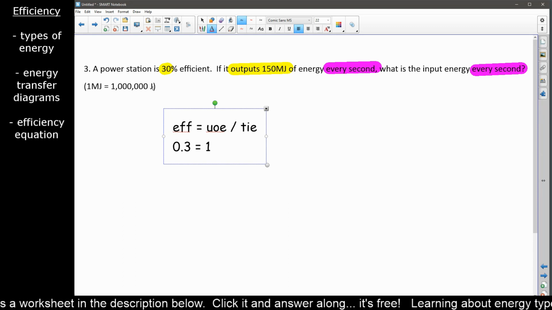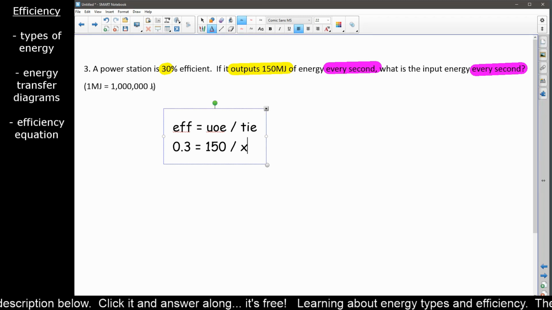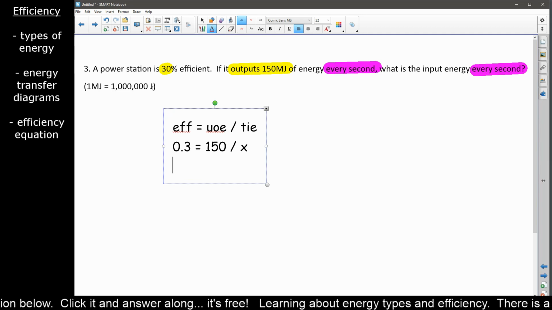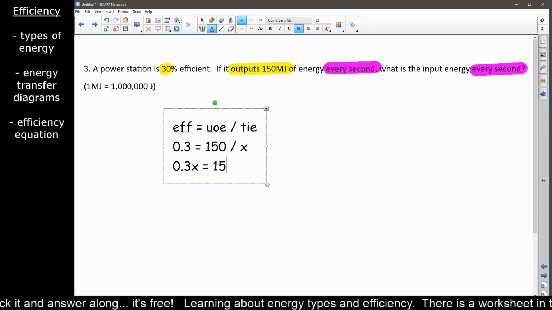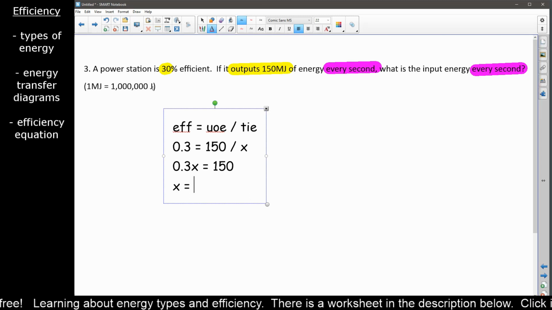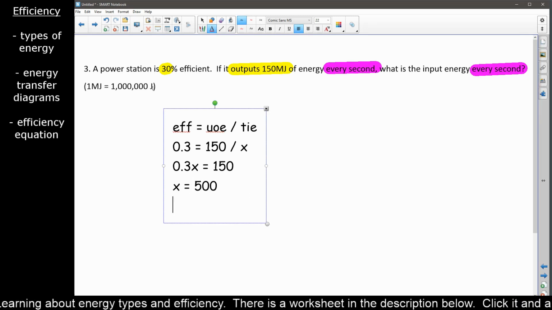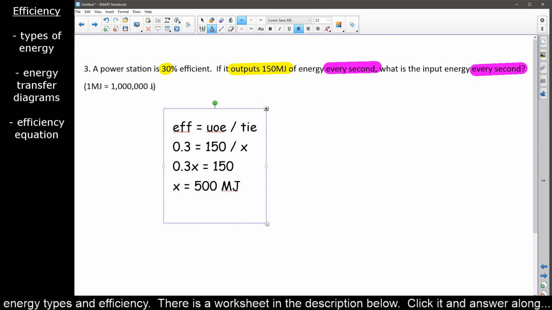So our output energy is 150 divided by my total input energy, which we don't know, so we're going to call that x. Multiplying both sides by x gives us 0.3x equals 150, and then dividing both sides by 0.3 gives me 150 over 0.3, which gives me x equals 500. The unit here though is megajoules because I didn't convert to start with, so we'll get 500 MJ.